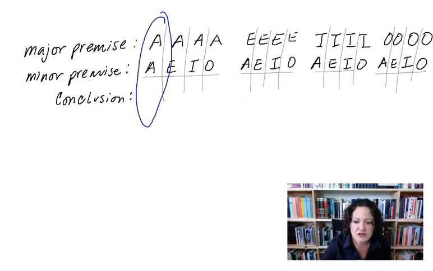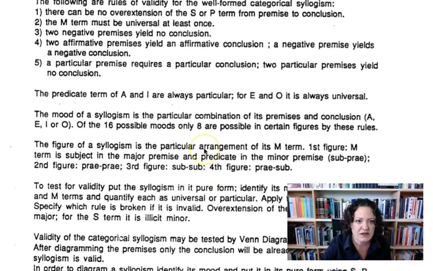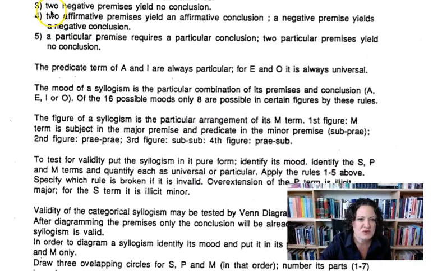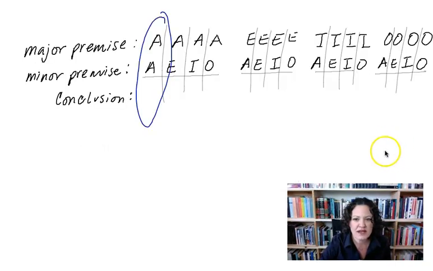But I'm going to draw your attention to the rules again. Let's look at just these rules. Two negative premises yield no conclusion. So let's go back and look at all the pairs of negative premises. Here, we're good there. Here, E E, those are 2 negative premises. So there's no conclusion for 2 negatives. So we're going to get rid of that one. We don't even have to go further.